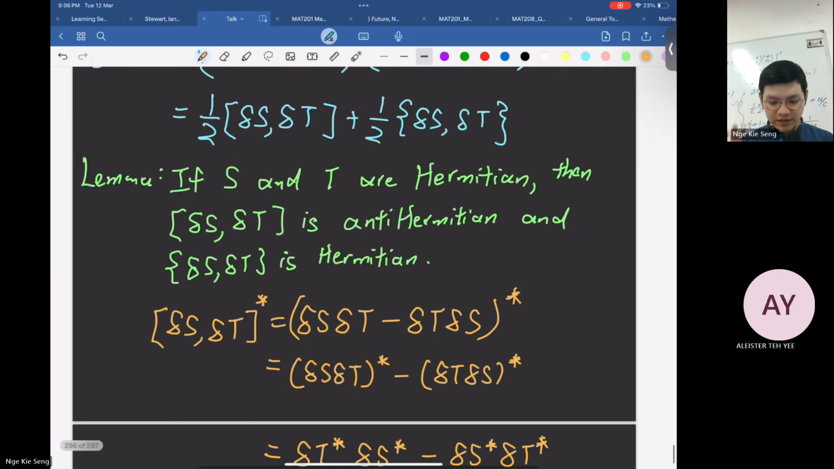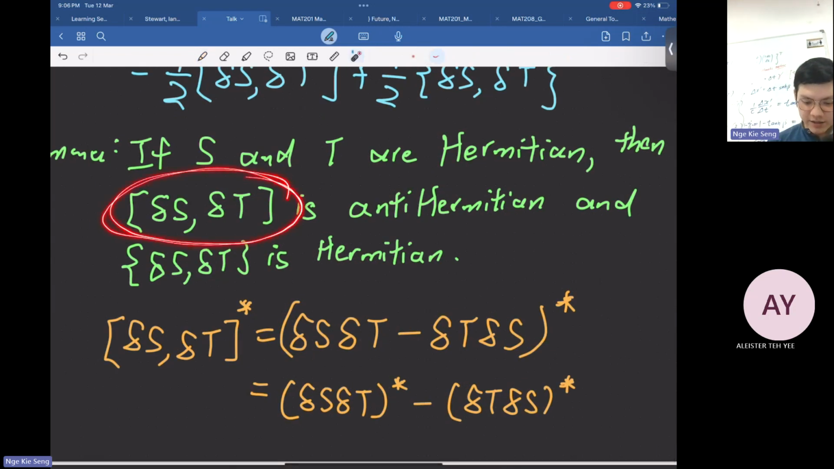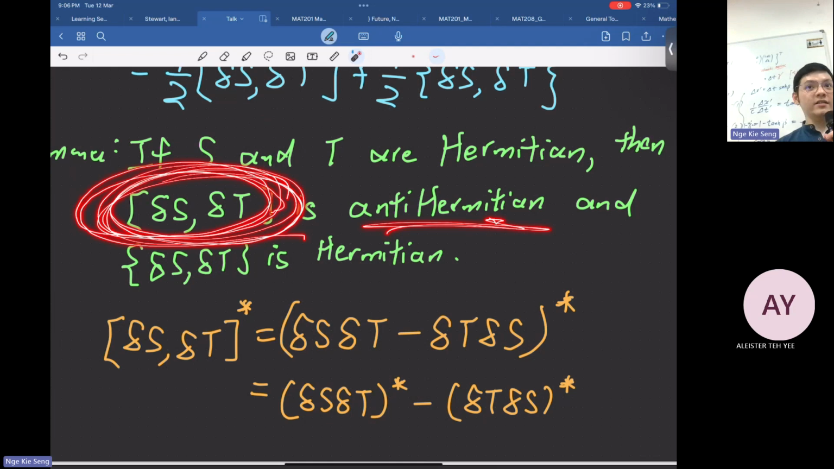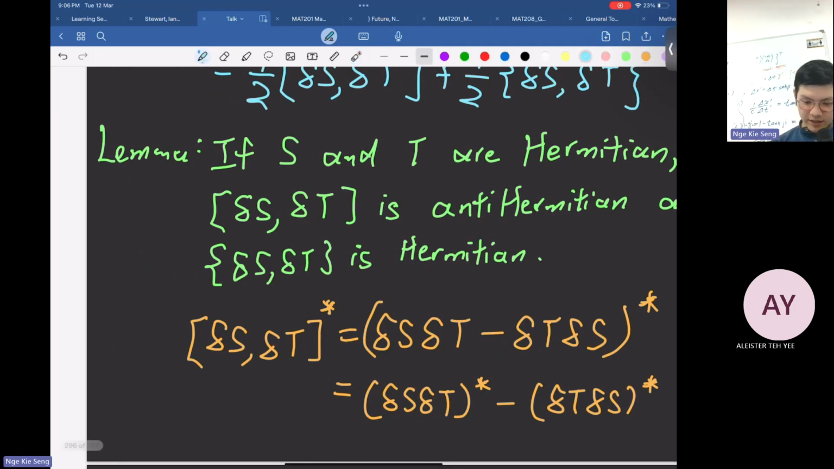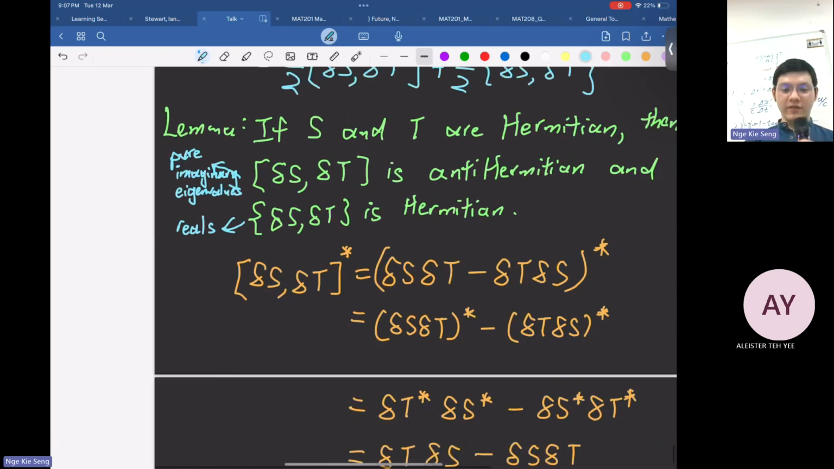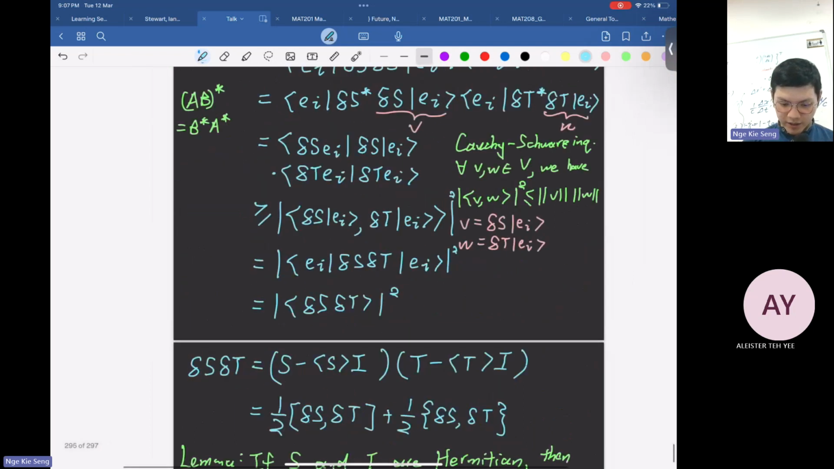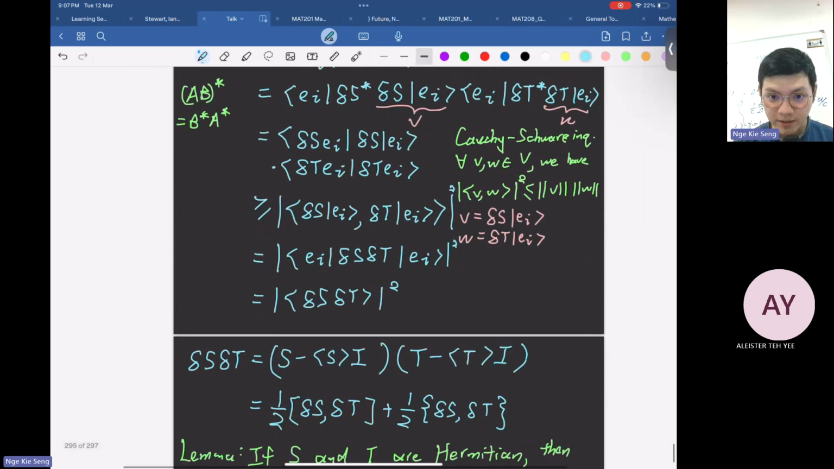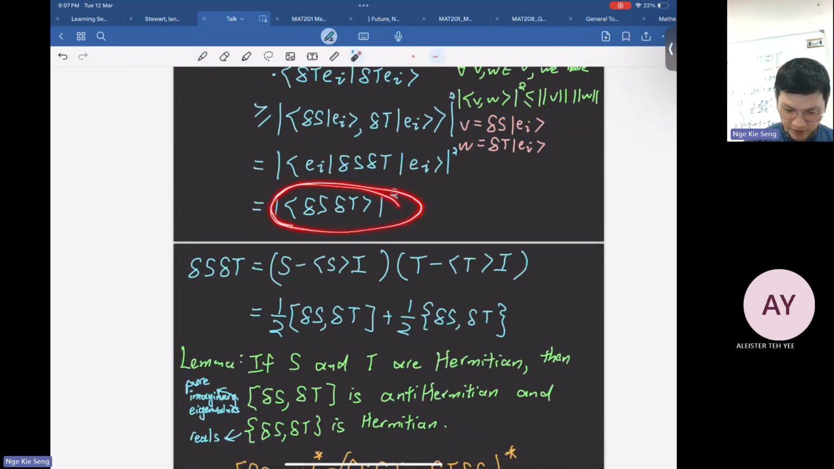So what does this mean? This commutator is anti-Hermitian, meaning the expectation value of this commutator is pure imaginary, and the bottom one, the anti-commutator, is real. So far so good. Let's return and study where we stopped last time. We stopped at this expectation value here, delta x times delta t.